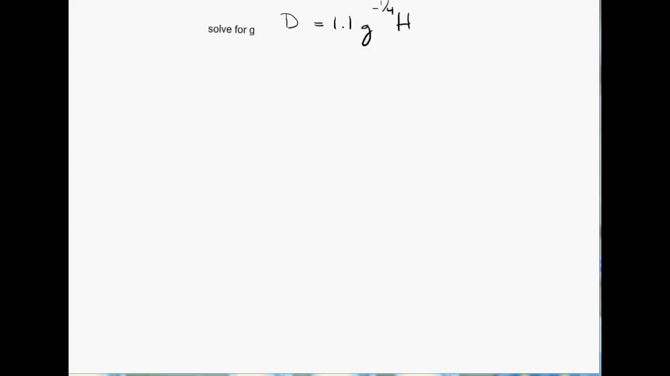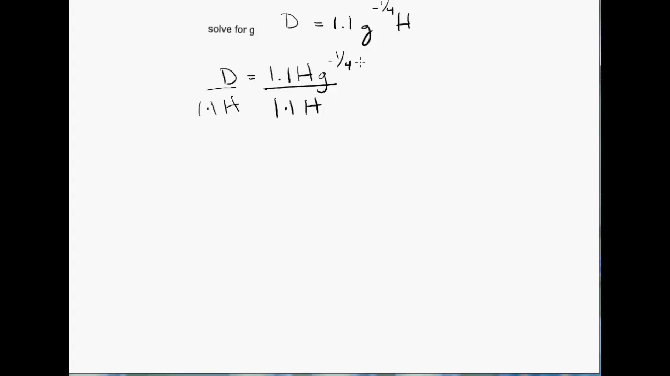To isolate G, right now 1.1h is being multiplied to it. To undo multiplication, we're going to divide by that so we can get rid of it. I'm going to rewrite the equation over here, and I'm going to write h and then g, because remember, it doesn't matter what order when we're multiplying. So we're going to divide both sides by 1.1h.